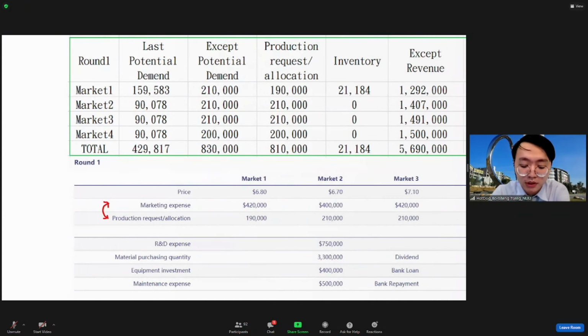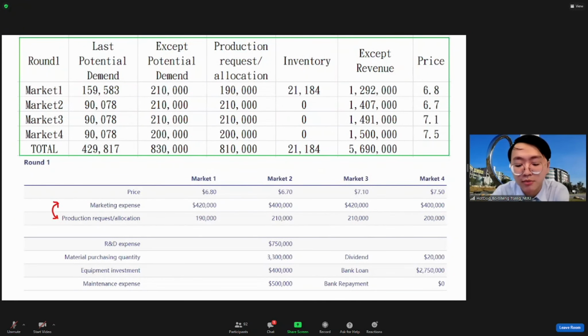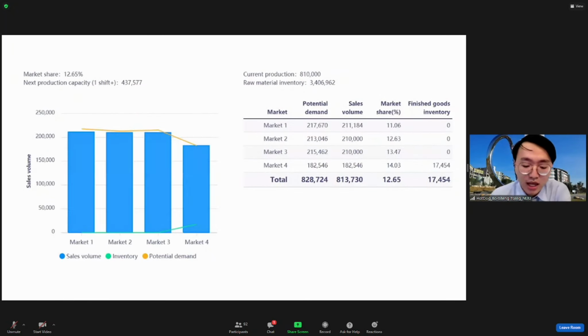Next, our implementation and problems. Before round 1, we knew that the market demand is decreased. So we use the differentiation strategy to increase our marketing expense, R&D expense, and maintenance expense. You can see our marketing expense is not twice the production request. As you can see, our sales volume almost meets the potential demand. That's a good sign. That means we have nearly no inventory expense.